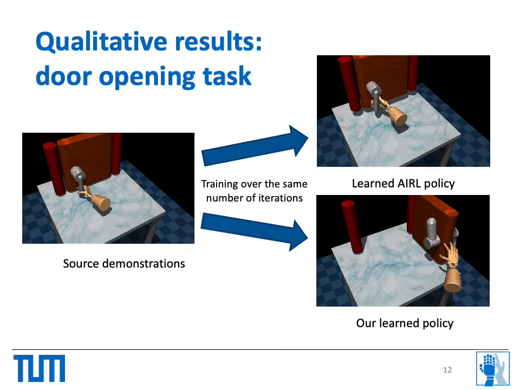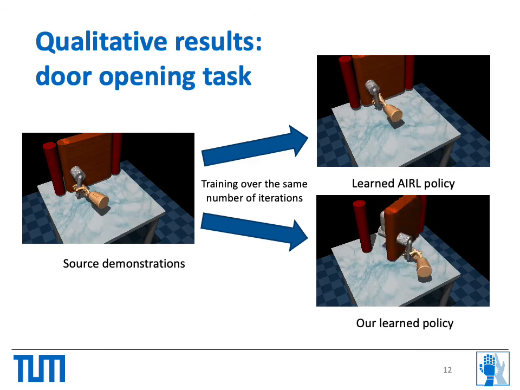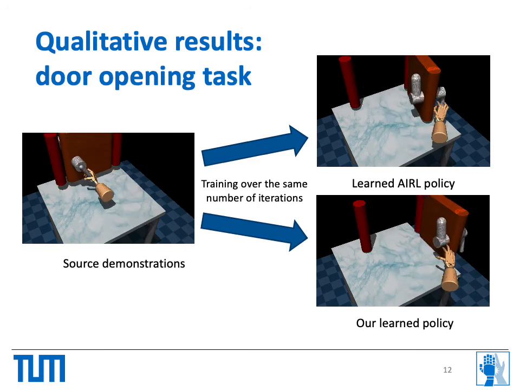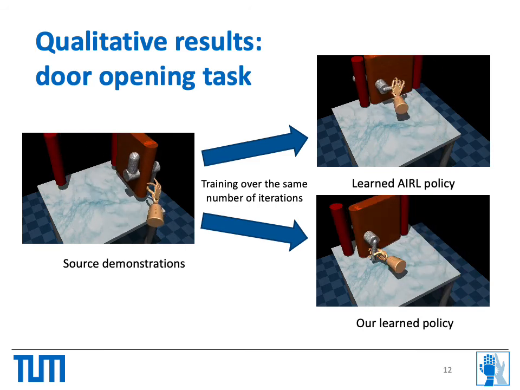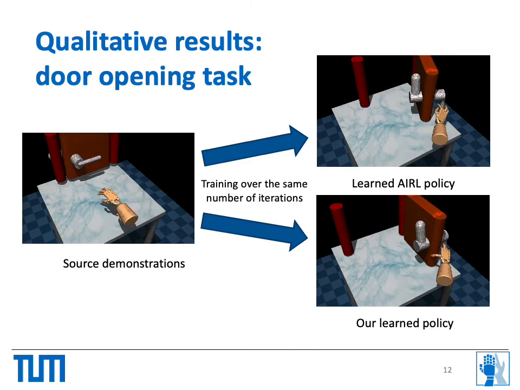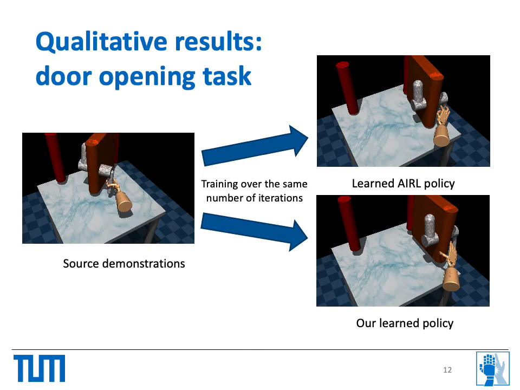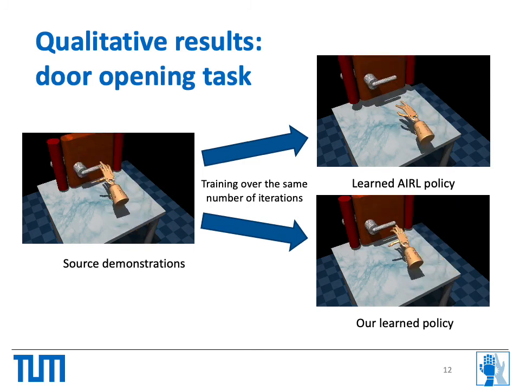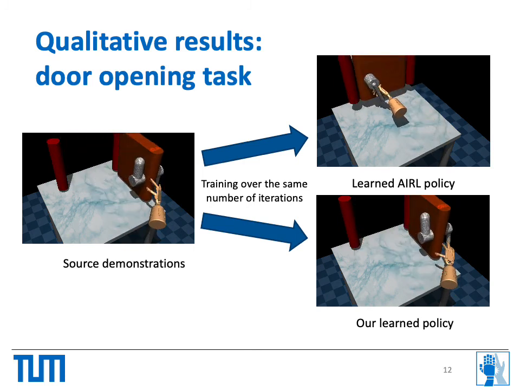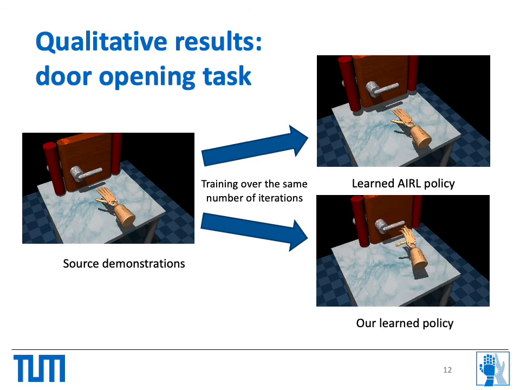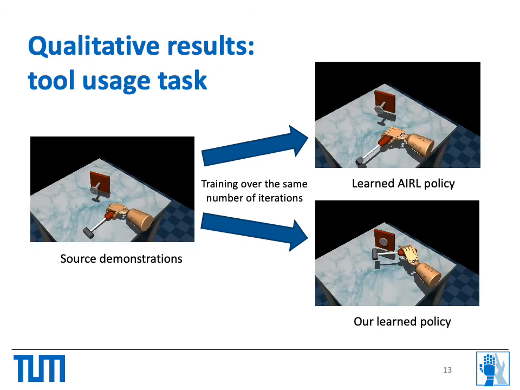Here on the left you can see the source demonstration used for training using both AIRL and our method. In this task, the lock door has to be opened by rotating and pulling the latch. Clearly, our method provides a policy which performs better in this task. Similarly, we acquire the results for the tool usage task, where the hammer has to be grasped from the table and used to hit the nail into the board.